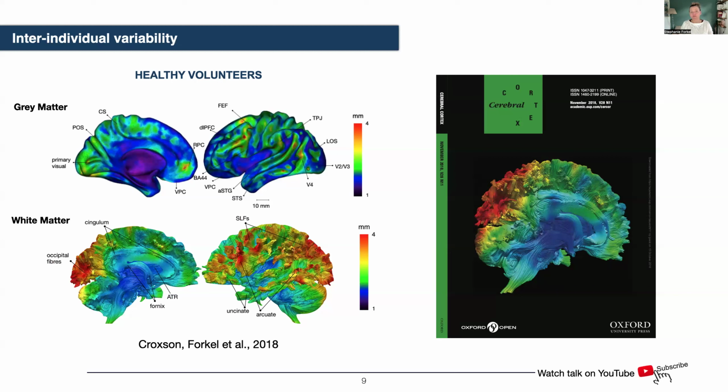Now, what this study has demonstrated is that not all the brain is the same, and that focusing on variability in these areas might be a promising avenue of investigation.